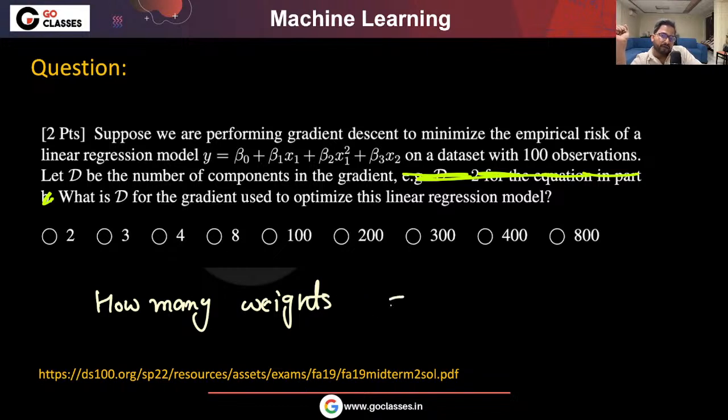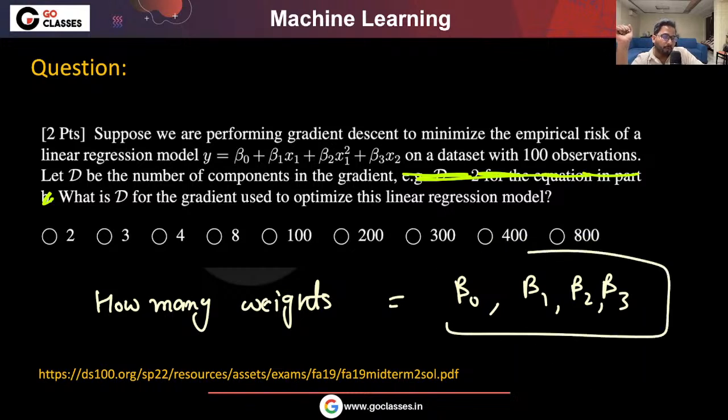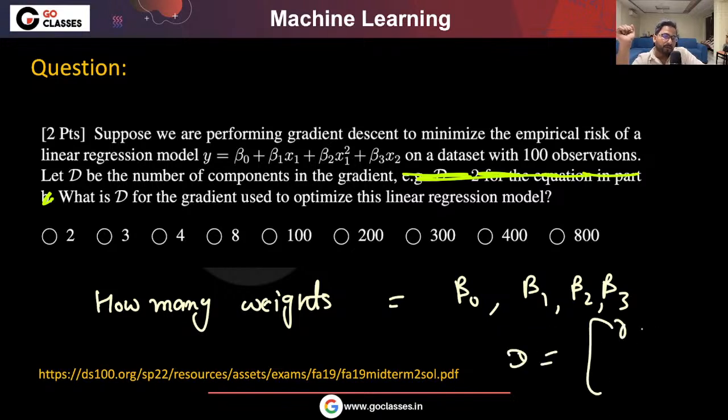You will be having beta naught, and then beta 1, beta 2, beta 3, right? 4 weights. So basically you need to optimize all of these 4 weights, right? So the gradient will be in these 4 weights. One of the components will be with respect to beta naught, another with respect to beta 1, like this, right? So there will be 4 components only. Okay, great. So people have given the correct answer.